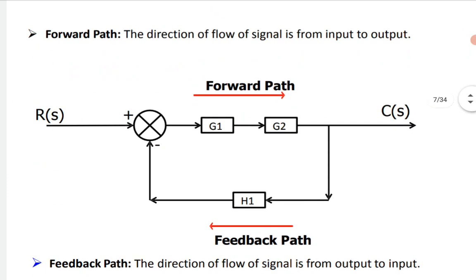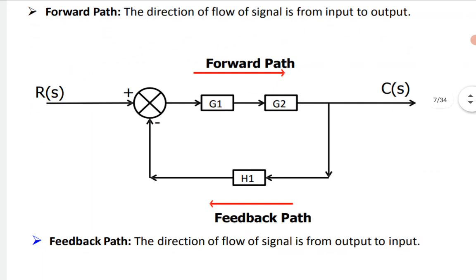Now the forward path. Obviously the name itself signifies the meaning; it is highlighted with the help of an arrow and indicated with the respective name, forward path. The direction of flow of signal is from input to output. Here R of s is the Laplace transform of the input, the summing point is used and the feedback is connected as negative feedback because the negative sign is highlighted. The feedback transfer function is H1. Two blocks, G1 and G2, signify the forward path system, and C of s is the Laplace transform of the output.